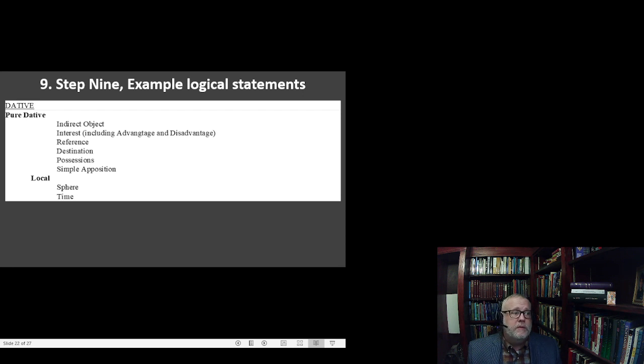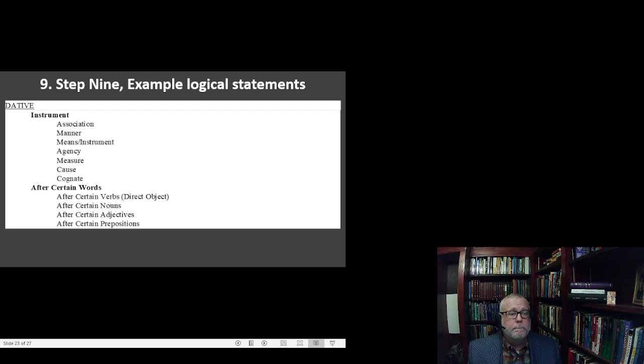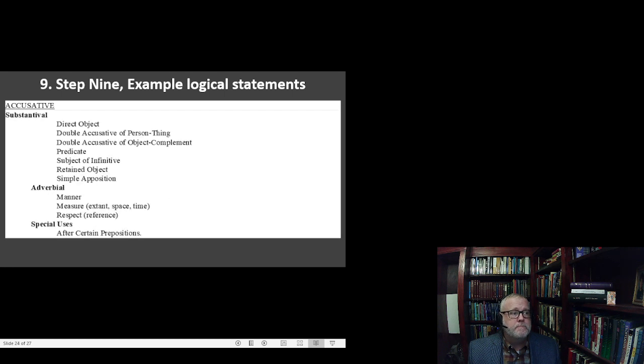A dative here, we've got a number of possibilities for the dative and a few more. All right, two slides there. All right, and the accusative. The accusative can be any of these.